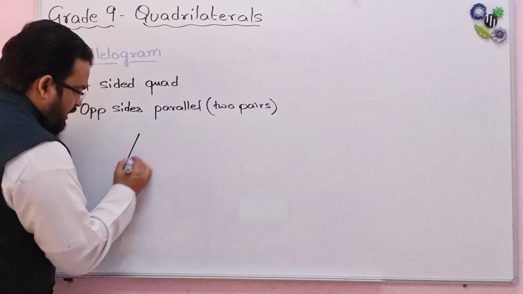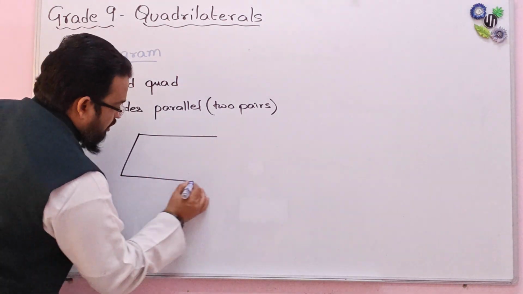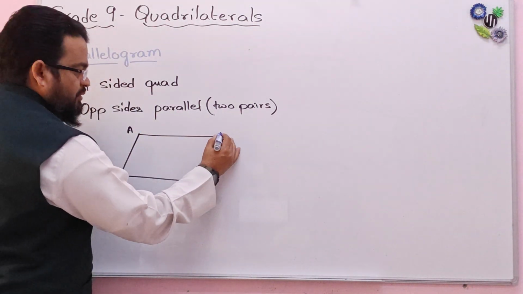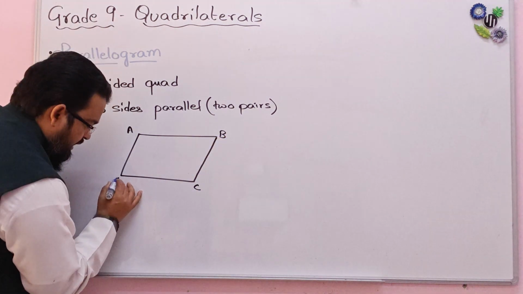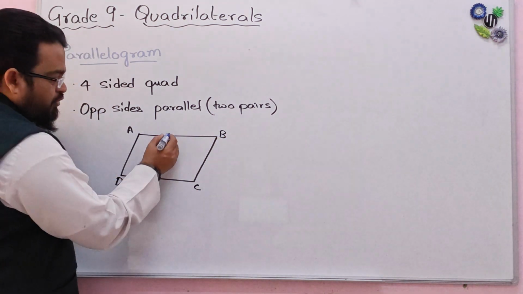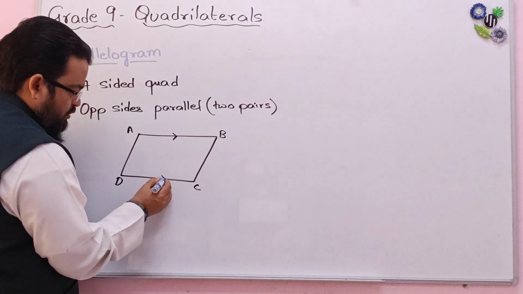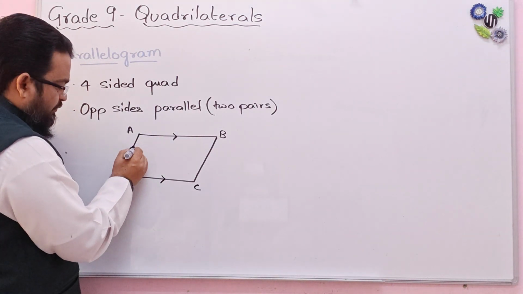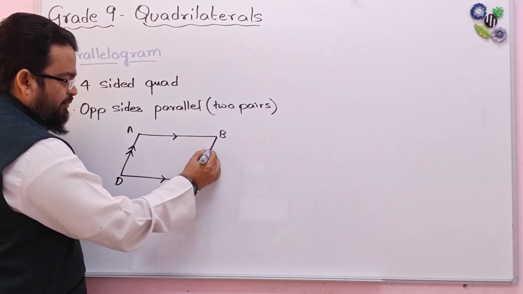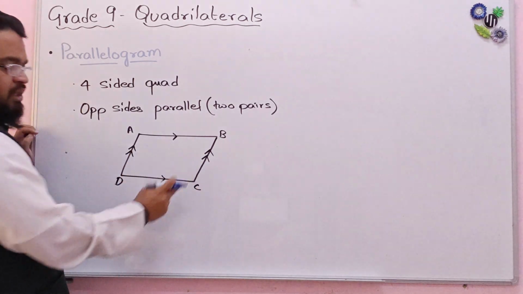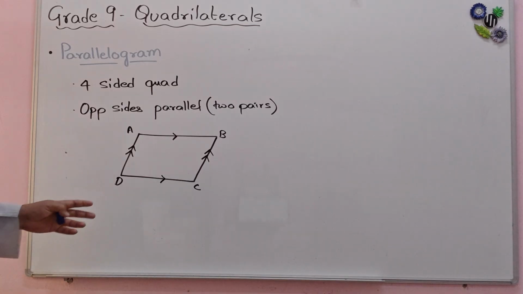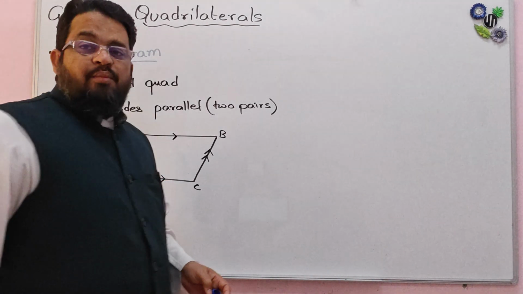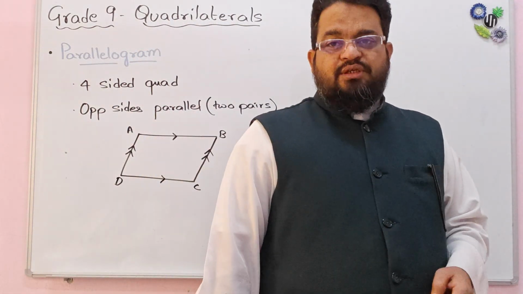So that means if you draw a quadrilateral with opposite sides parallel to each other. Let us say ABCD is a parallelogram. Now AB is parallel to DC, this is one pair, and the other pair of opposite sides is AD and BC. If these two pairs of opposite sides are parallel to each other, it will be called a parallelogram. Is it clear, my dear students?